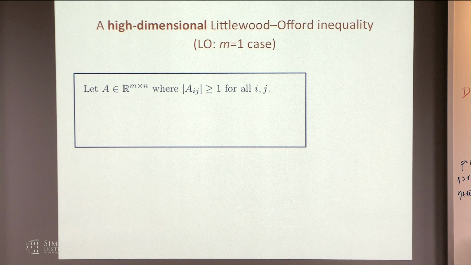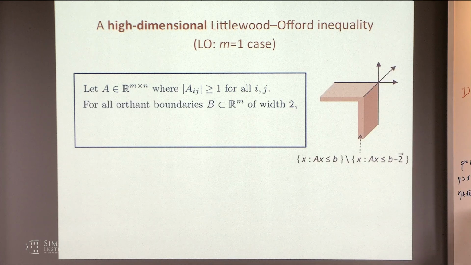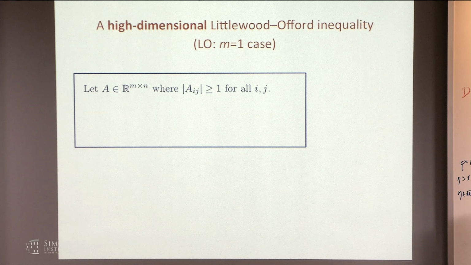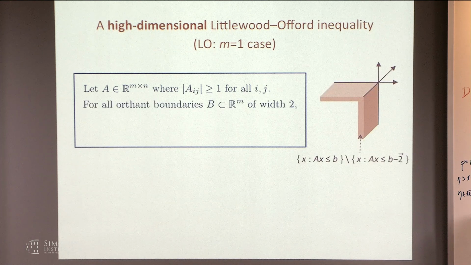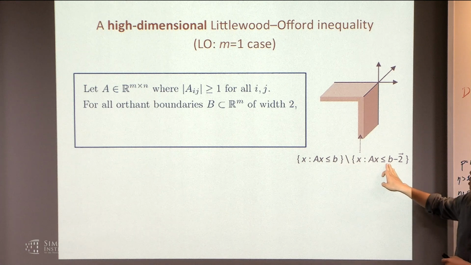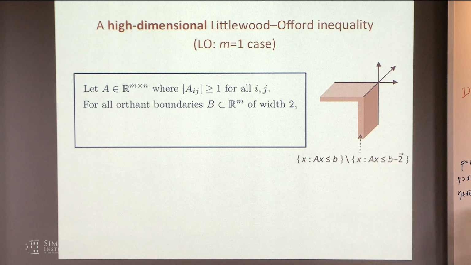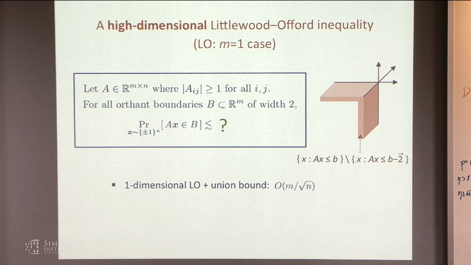It's a high-dimensional generalization of Littlewood-Offord. If you specialize everything I'm about to write to m equals 1, you get Littlewood-Offord. So now instead of dealing with one linear form, we're dealing with a matrix of m linear forms, normalized to have every entry at least 1. For all orthant boundaries, this is our generalization of a real interval. It's just the orthant defined by B minus the orthant where every coordinate is shifted by 2. Can we bound the probability that AX falls in this orthant boundary?